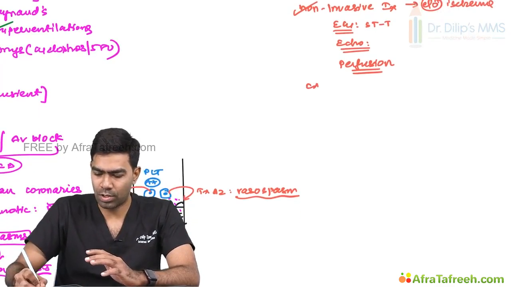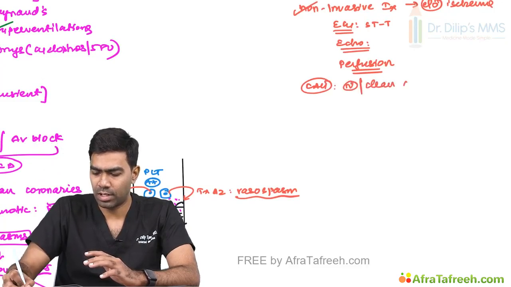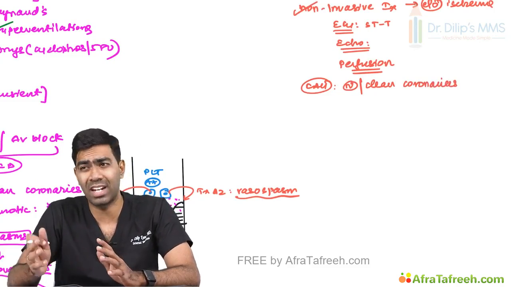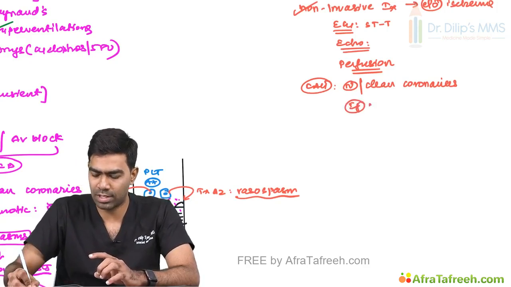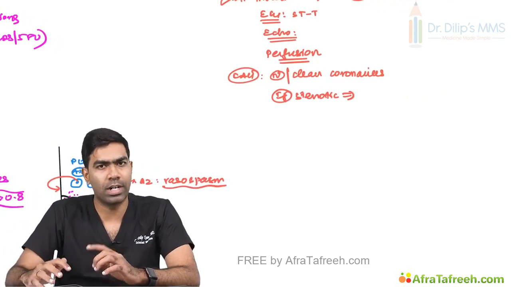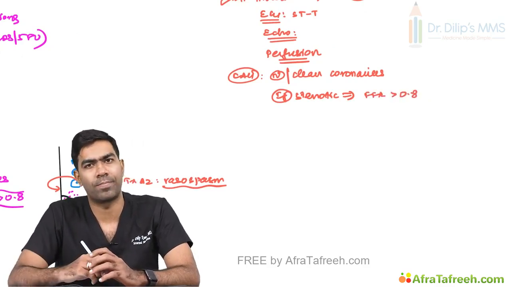But if you do a coronary angiogram, once again you will expect clean coronaries, which means a normal coronary or a clean coronary. This is from a theoretical point of view, but practically you might see a stenotic lesion, and if there is a stenotic lesion, it will be hemodynamically non-significant. That is, FFR will be more than 0.8, as we discussed already.